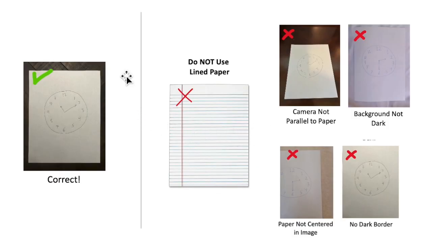And when you photograph your clock, this is the correct way to do it. Use white paper. Do not use lined paper. Make sure you have a dark background outside of your paper. And make sure that your paper is parallel to the camera, such that the clock does not look like it's leaning away from you. And lastly, make sure your clock is centered in your image and that, again, you have a dark border on all four sides.